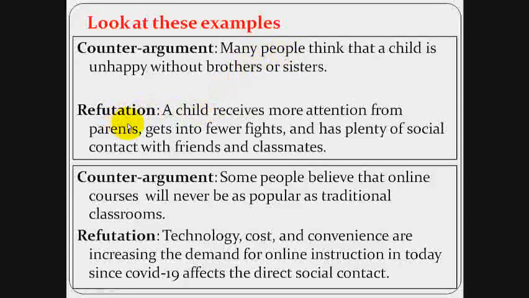In the refutation, we will tell why this information in the counter-argument is weak or not good. And again, you will say what makes your refutation, your point of view that is opposite to this one, strong. A child receives more attention from parents, yes. As the parents care, the child is more important, is much better than the siblings.